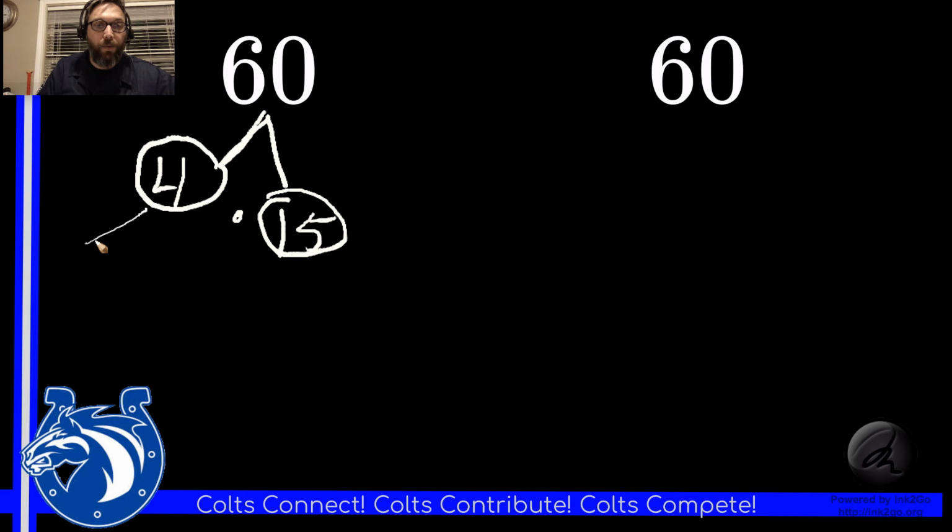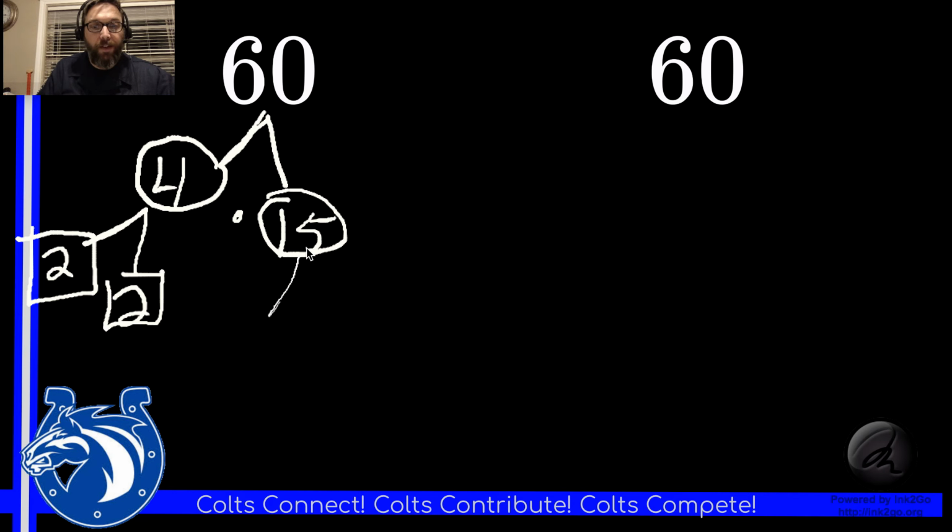So then we look at the 4. Can we do the 4? The 4 breaks up to a 2 and a 2. Those are prime factors, so let's go on ahead and square them. And squared. And then 15. 15 gives us a 3 and a 5.